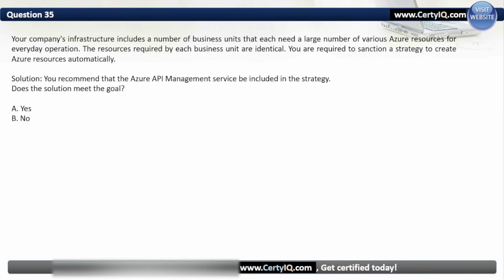Question 35. Your company's infrastructure includes a number of business units that each need a large number of various Azure resources for everyday operation. The resources required by each business unit are identical. You are required to sanction a strategy to create Azure resources automatically. Solution. You recommend that the Azure API Management service be included in the strategy. Does the solution meet the goal? The correct option is B. No.